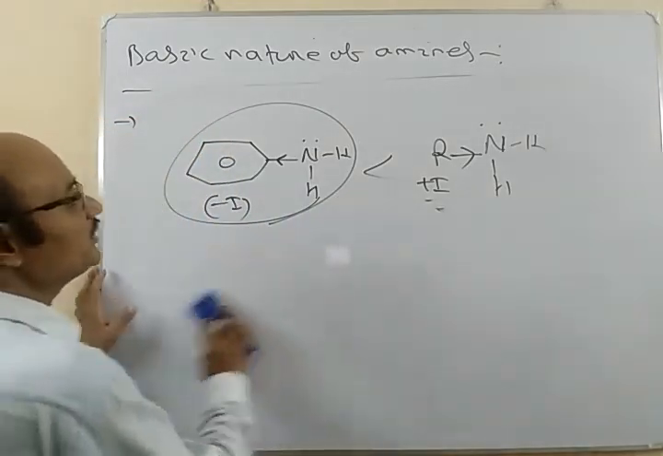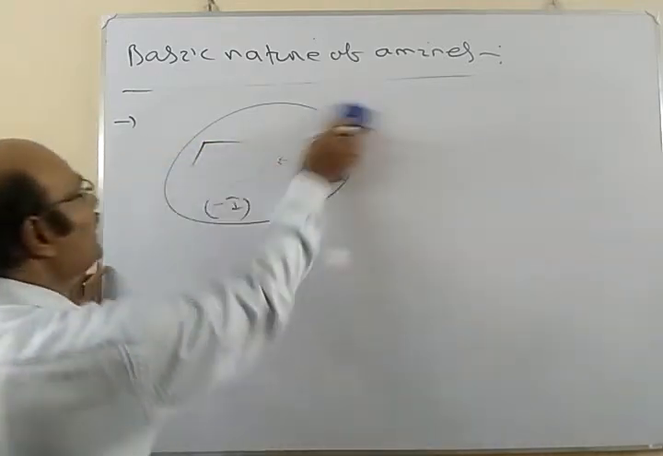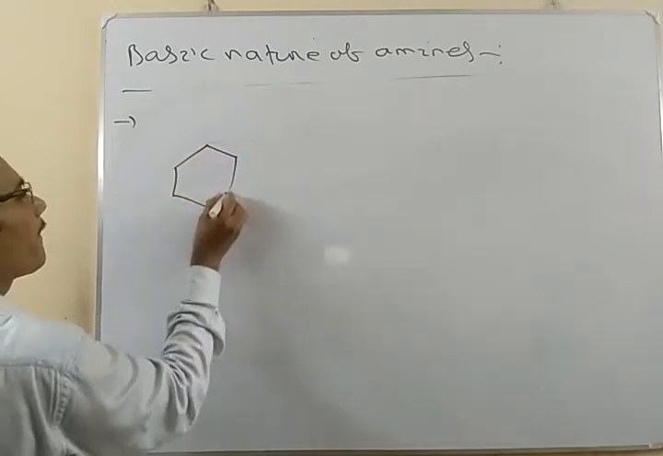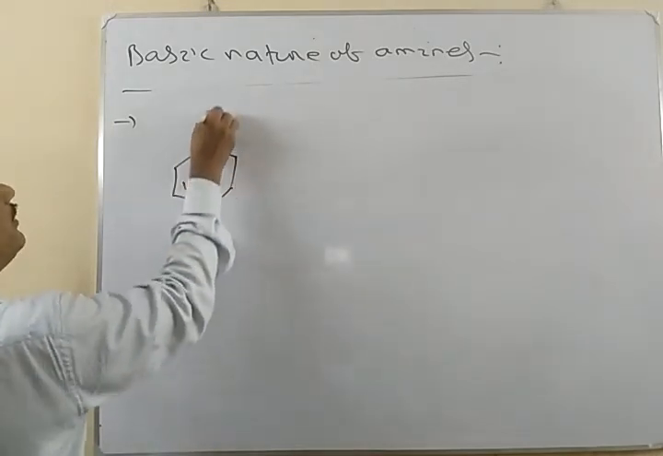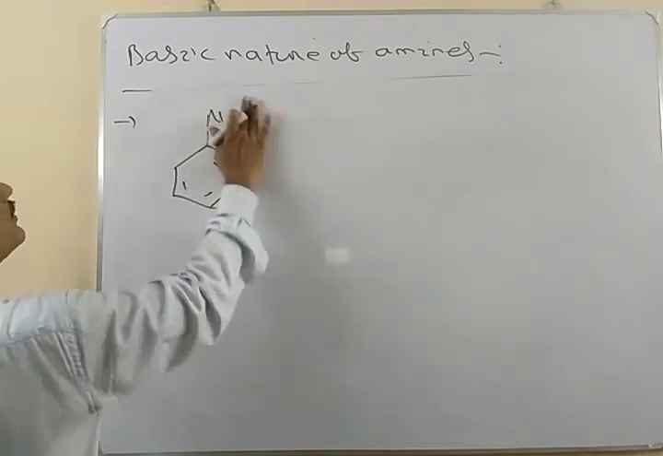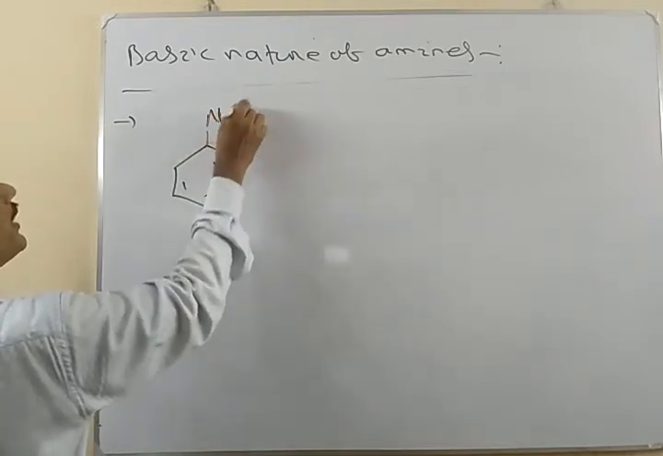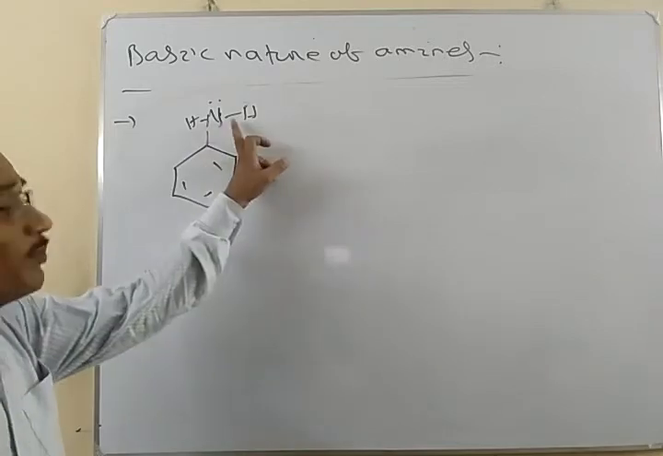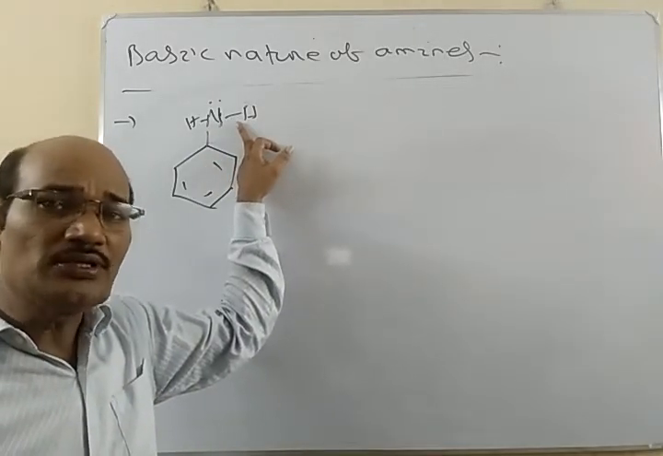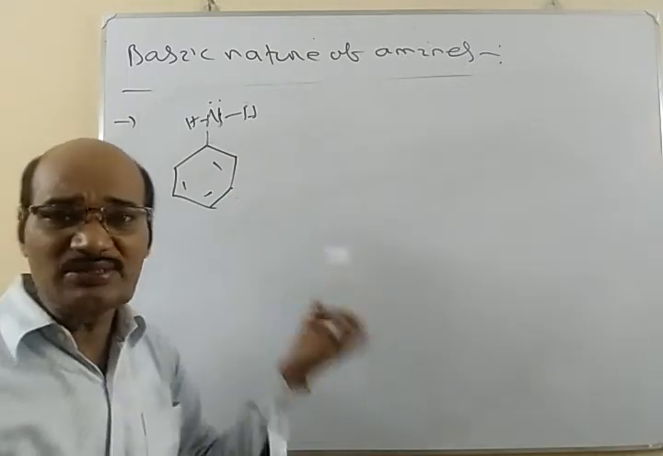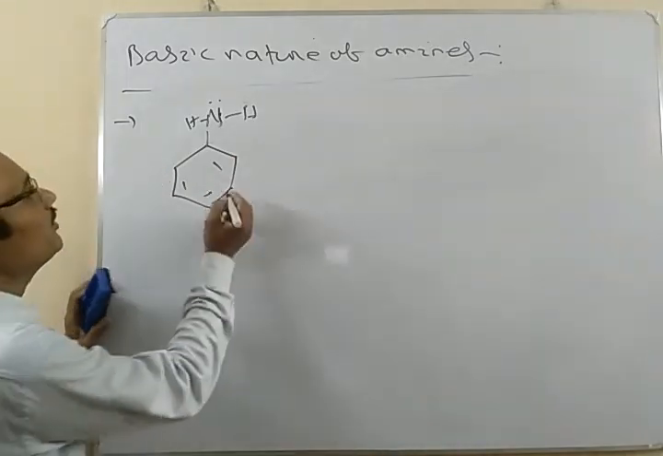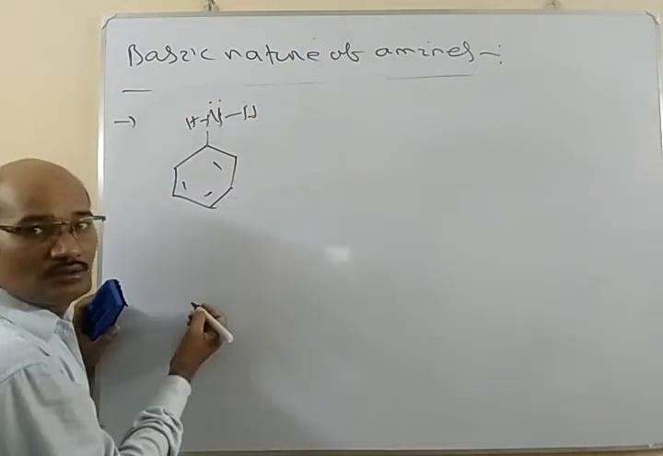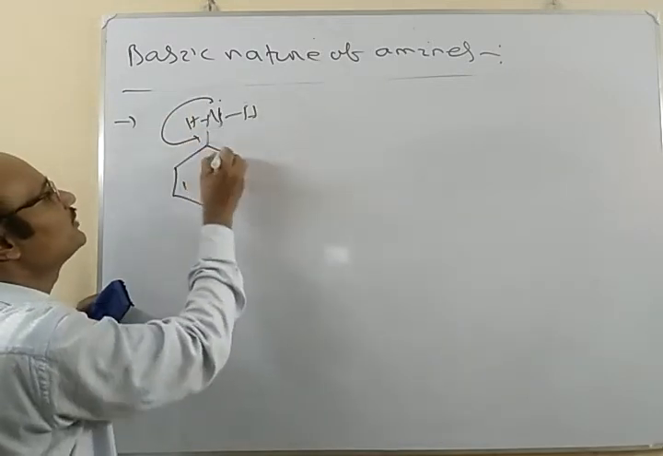Number two, if I take aniline, NH2, now this lone pair of electrons is what allows the amines to behave as a base. Here this lone pair of electrons is in conjugation with the pi system of the ring. So what happens, this will come to this place and this comes to this.